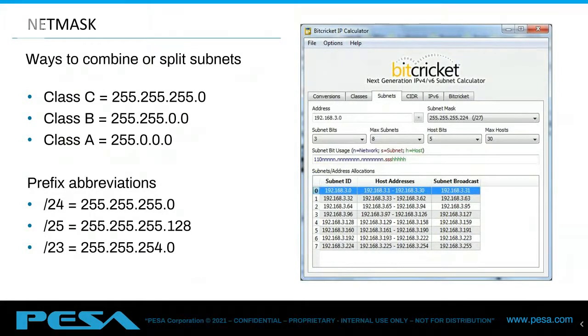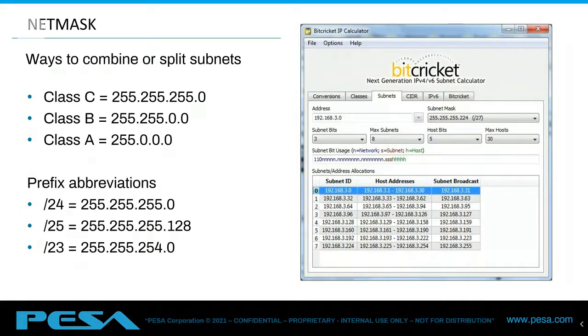In the Class C range, we use a subnet mask of 255 three times and then 0. Class B, 255 twice, 2 zeros. And in the Class A range, we use 255 and 3 zeros. We're lazy people, us IP guys, and so we created abbreviations for this. Instead of typing out 255 three times and a 0, we like to just use /24.